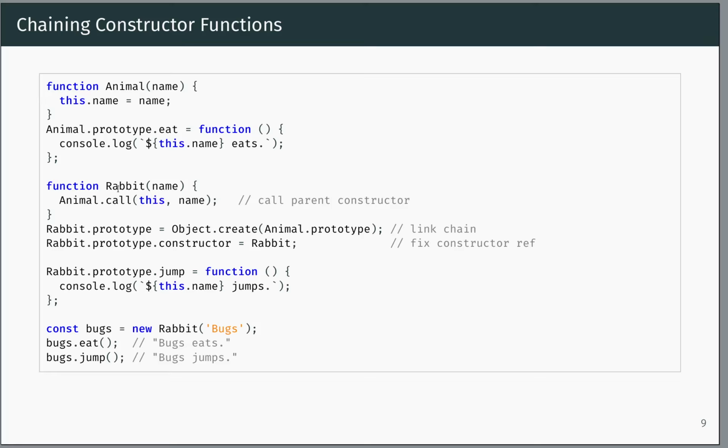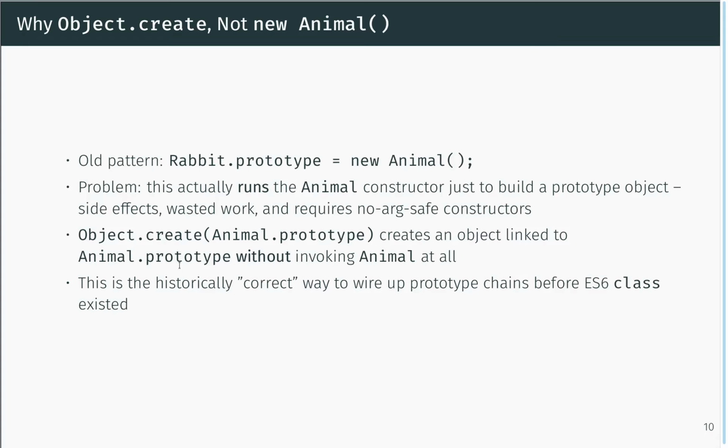Now Rabbit.prototype is set as Object.create(Animal.prototype). This will set up our prototype chain. And the constructor is Rabbit. This function becomes the constructor of Rabbit. Now we also add another function jump. So we have this.name jumps. Now we can create a new Rabbit named bugs. And if we call bugs.eat, it will print bugs eats. And if we call bugs.jump, it will print bugs jumps.